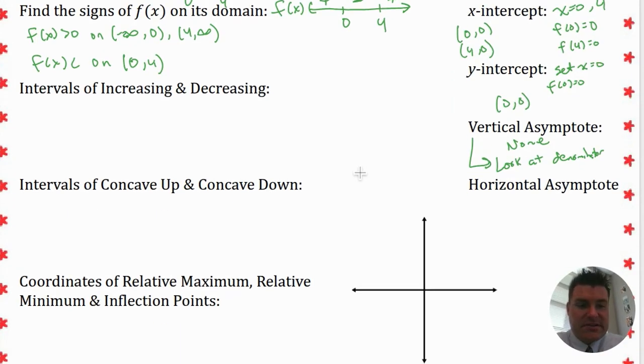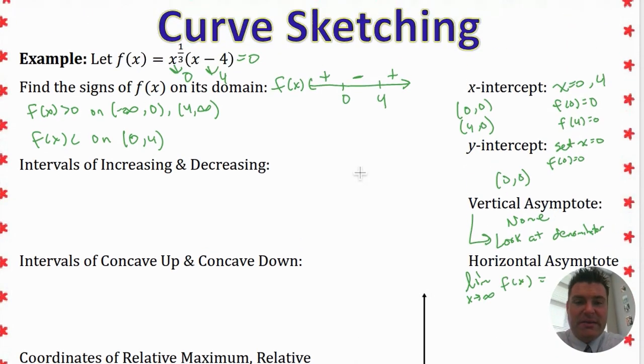Horizontal asymptotes, that's going to be the end behavior. So we're going to look at the limit as x goes to infinity of f of x. That is my right end behavior, which I made that sign chart right up here.